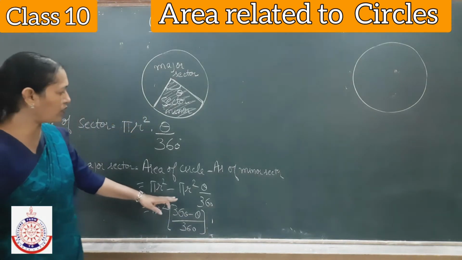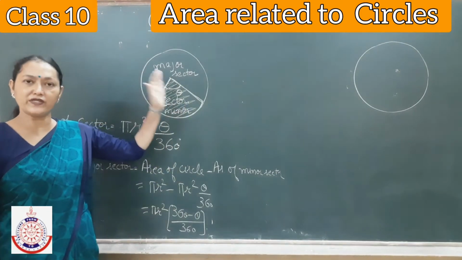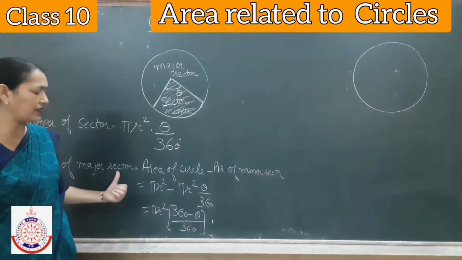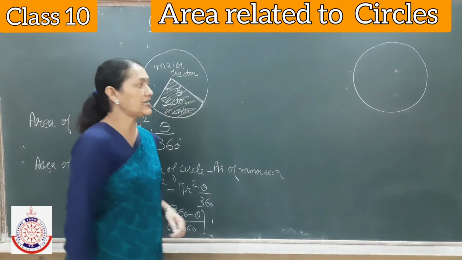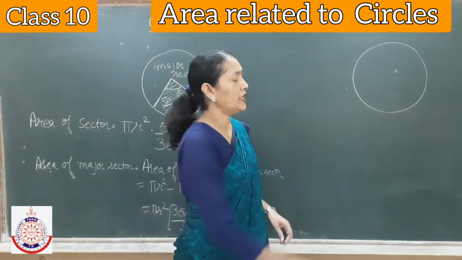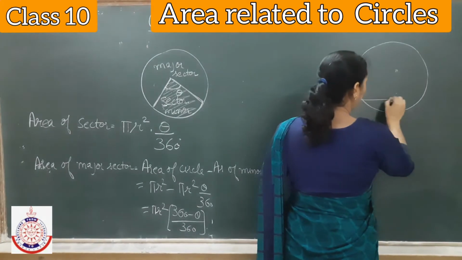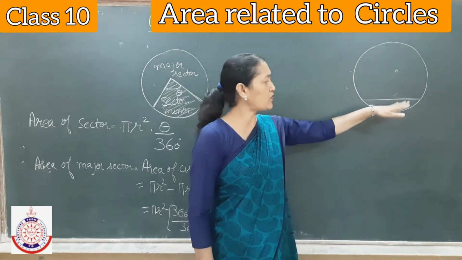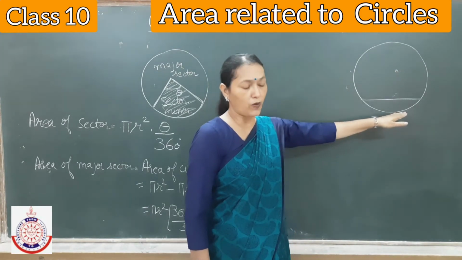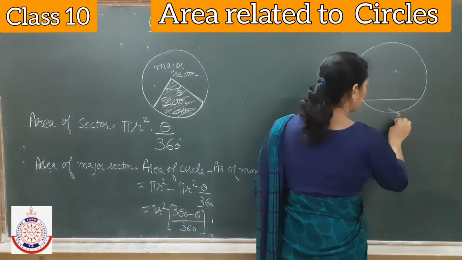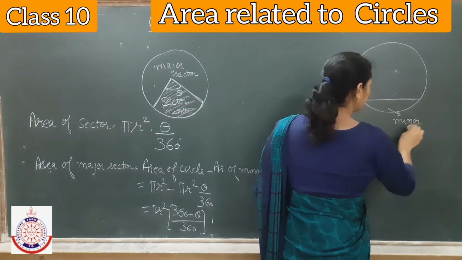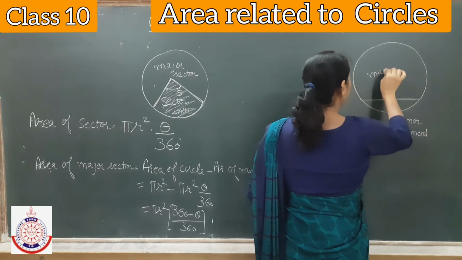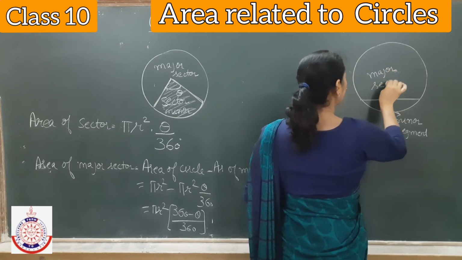You can use this formula also, or simply calculate the area of the circle, calculate area of minor sector, then subtract the two answers, you will get the area of major sector. Next, I have told you about segments. In a given circle, if we draw a chord, then the circle is being divided into two parts, smaller part and the bigger part. Smaller part is called minor segment. Segment means part. And the bigger part is called major segment.